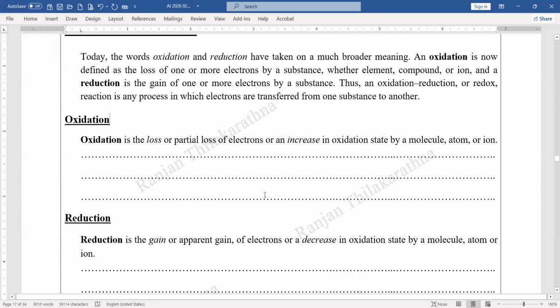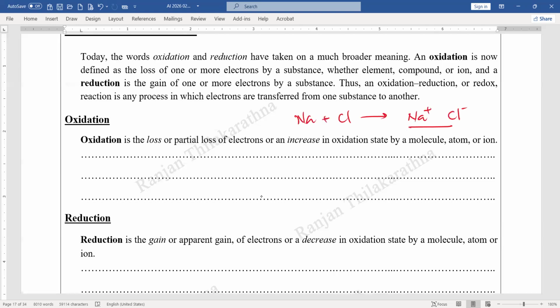What does it mean by partial loss? Loss means something like this. Say you have sodium, and you react the sodium with chlorine, then sodium will give an electron to chlorine completely and become Na+ and Cl-. This is known as oxidation and reduction. Remember that these oxidation and reduction reactions are happening at the same time. Those are simultaneous processes. Now the sodium has had an electron removed, therefore sodium has been oxidized.